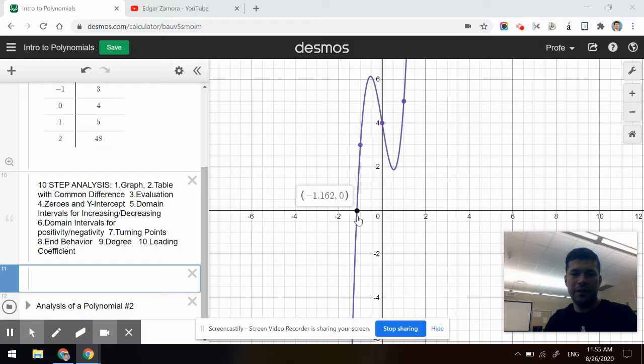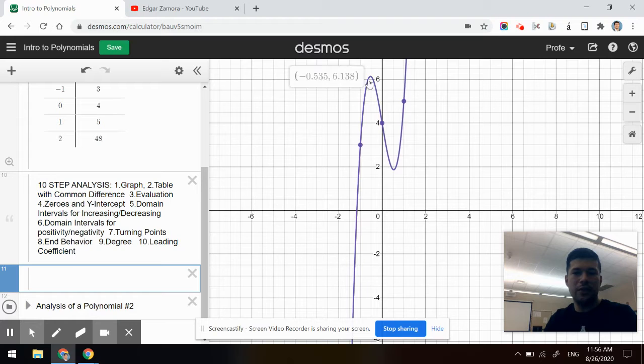And we had said that this function is negative for x's that go from negative infinity all the way to negative 1.16. And then the function is positive. And I think I erroneously said negative 1.1. I shouldn't have done that. All right. And the function is positive from negative 1.162 all the way to x's that are positive infinity. This function never dips below the x-axis at any point after that zero.